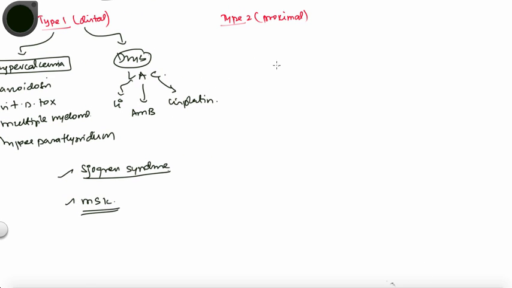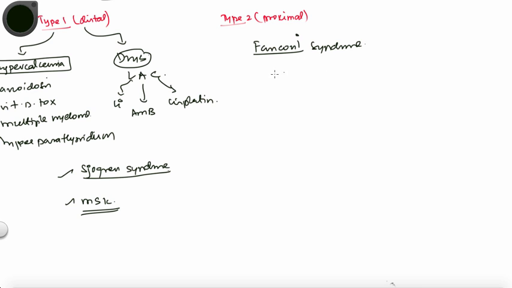And type 2, the proximal RTA. What are the causes of proximal RTA? I told you, all the standard causes usually cause distal RTA, and all the fancy causes are going to cause proximal RTA. And whenever I say the word fancy, you should get Fanconi syndrome in mind. A lot of things can cause Fanconi syndrome.